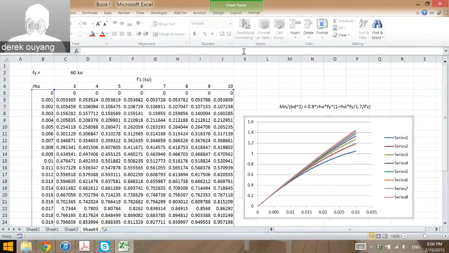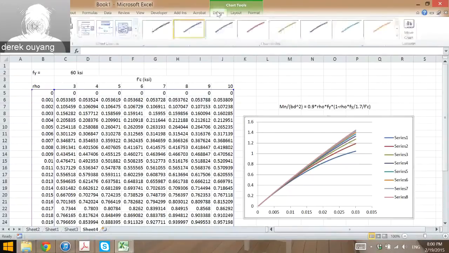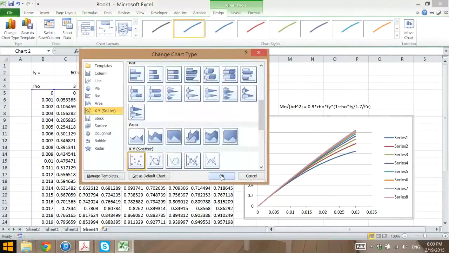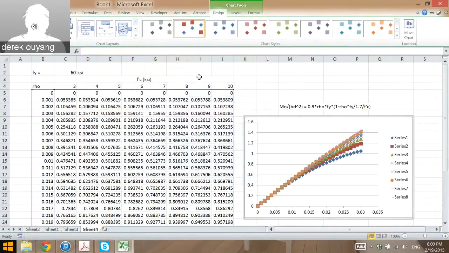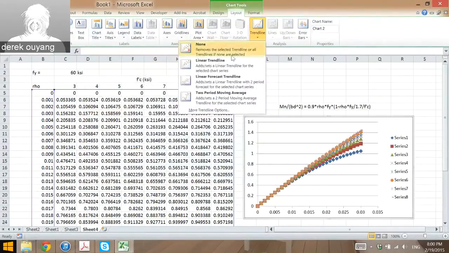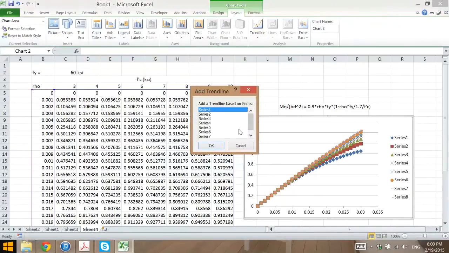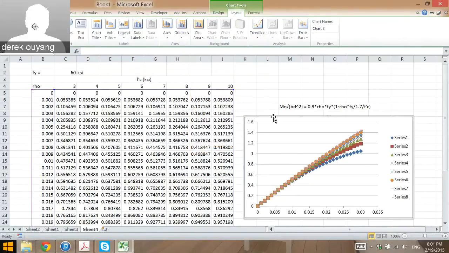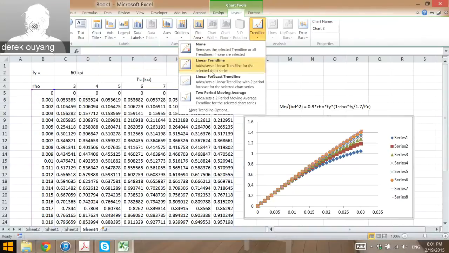But the last thing, let me actually put this back into scatter mode. Let's just say you had a bunch of things there. I'll just make a trend line for one thing here.